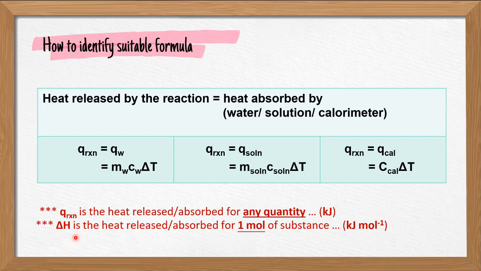So, let me give you an example. For example, we want to find the enthalpy of combustion. When 1 mole of substance is completely combusted in oxygen, the enthalpy refers to 1 mole of your substance. So the units will be joule per mole or kilojoule per mole. This per mole refers to 1 mole of substance. So please take note, Q and delta H both mean the heat energy, the heat change. But what differs is the quantity. This is what you need to take note of.